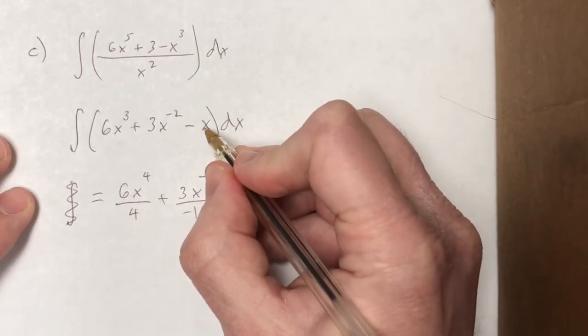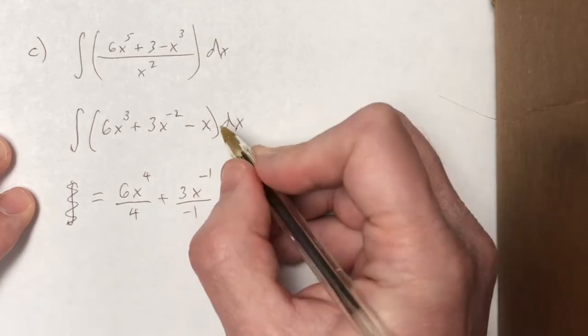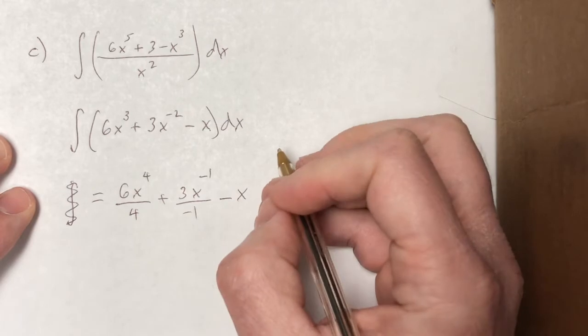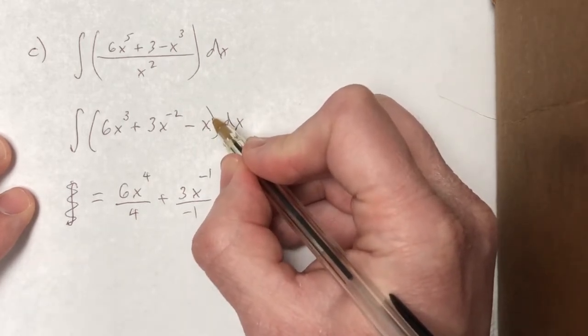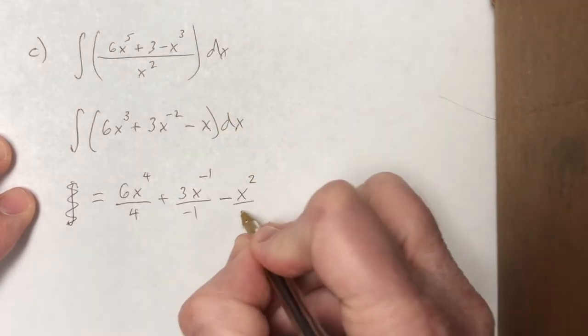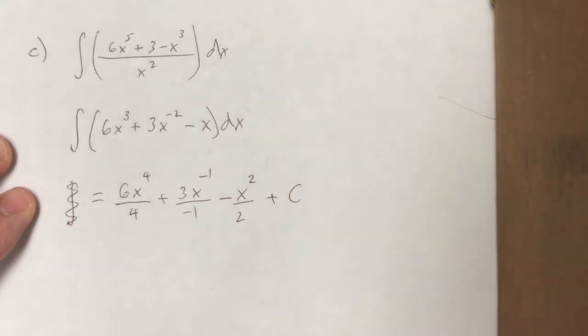Okay, so again, let's determine the value of the integral of negative x. How do we do that? Well, minus x to the what? It's already understood to be x to the first, so we have to add 1 to that. So you get minus x squared. That's our new exponent. We divide by that new exponent, and we remember to put plus c.